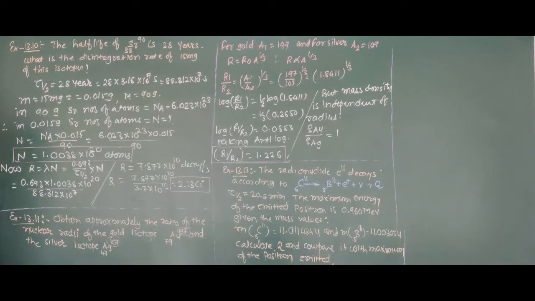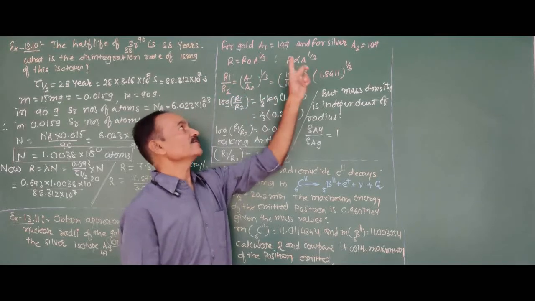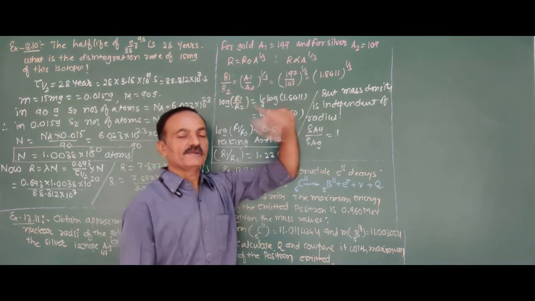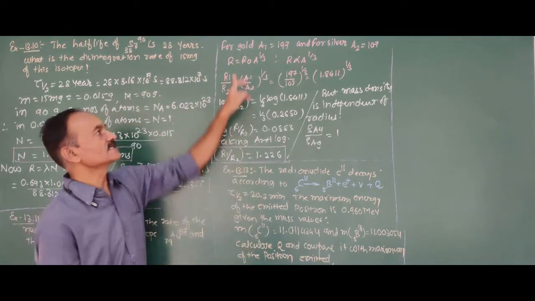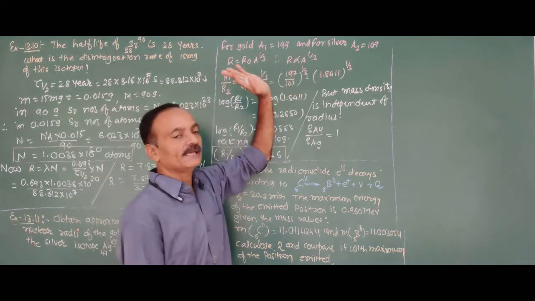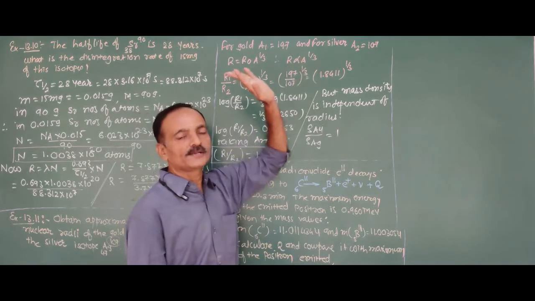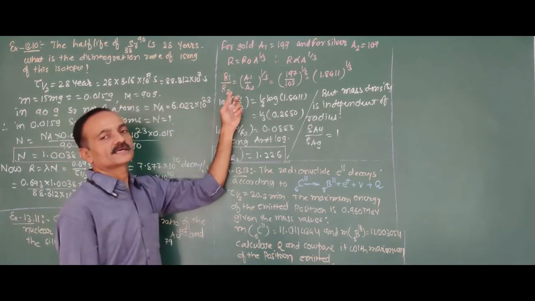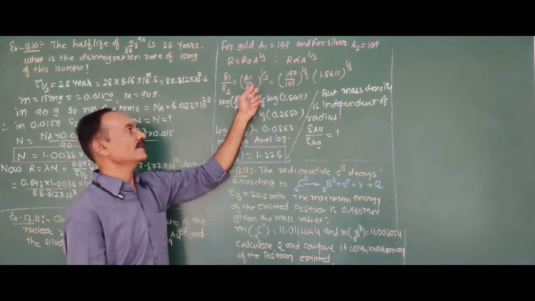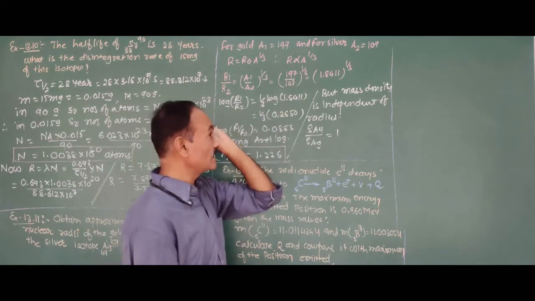Again, we have to find out the ratio of the nuclear radius of gold to silver. For gold, the atomic mass number is 197. For silver, the atomic mass number is 107. We know the equation of nuclear radius R is equal to R0 A raised to 1/3. R0 is constant. Therefore, R is directly proportional to the cube root of the atomic mass number. Taking the ratio of radius of gold to silver, R1 upon R2 is equal to A1 upon A2 raised to 1/3. Substitute the value: 197 upon 107 raised to 1/3.